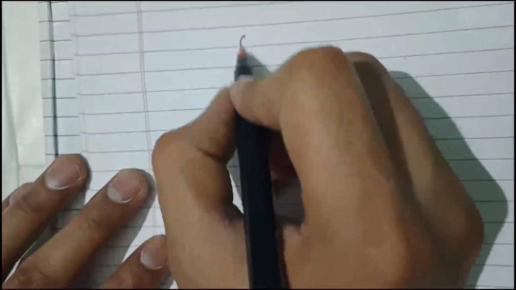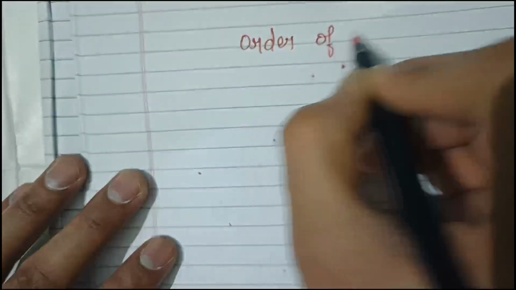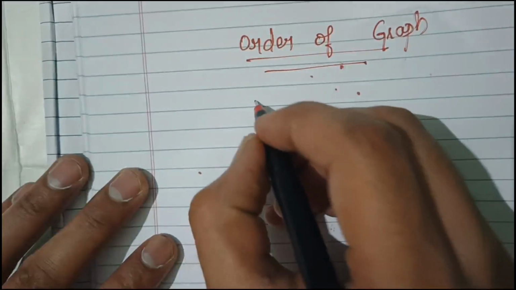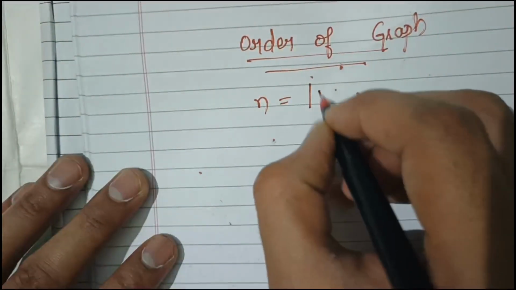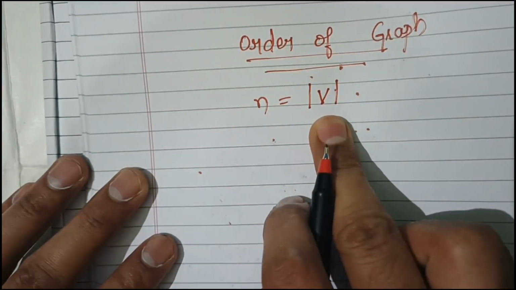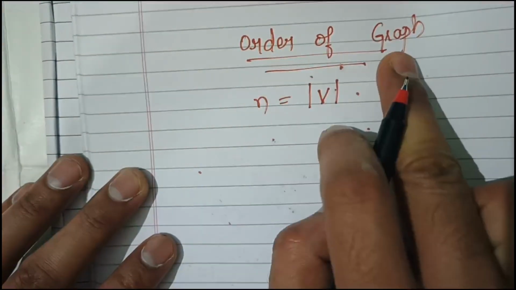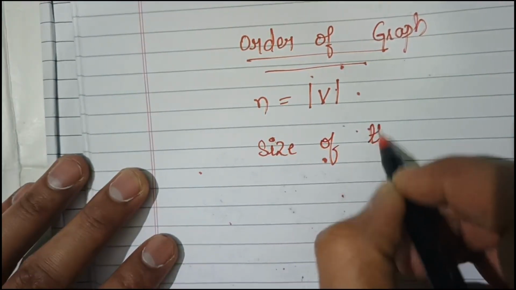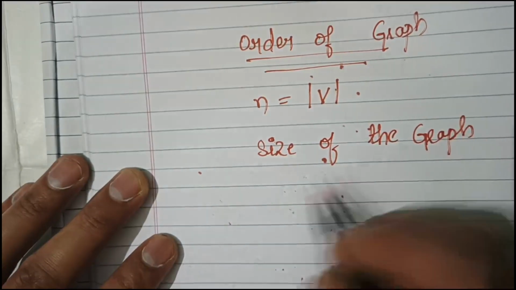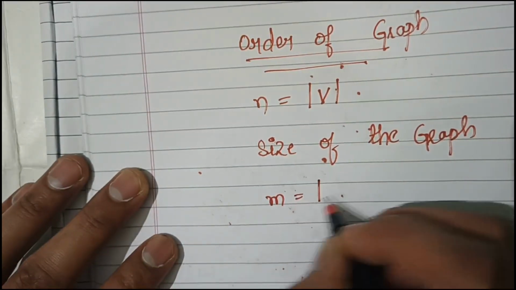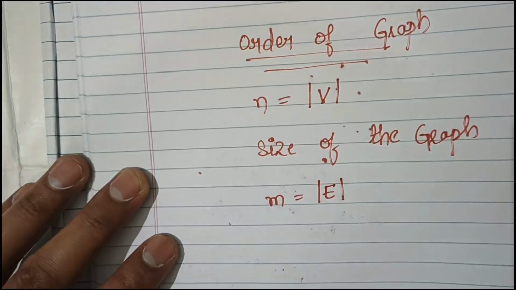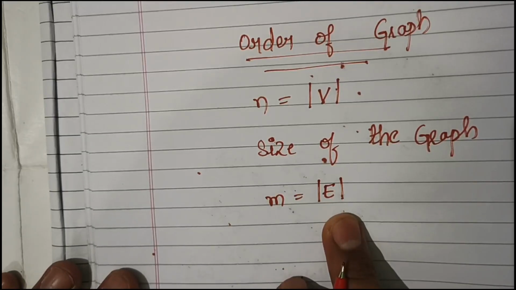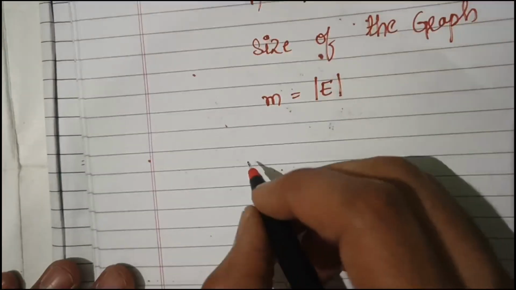First we should understand the order of the graph. The order of the graph is denoted by n. N is equal to mod of V, the cardinality of the vertex set. That is the order of the graph. Next is the size of the graph. The size of the graph is denoted by small m. That is mod of E, the cardinality of the set of edges.